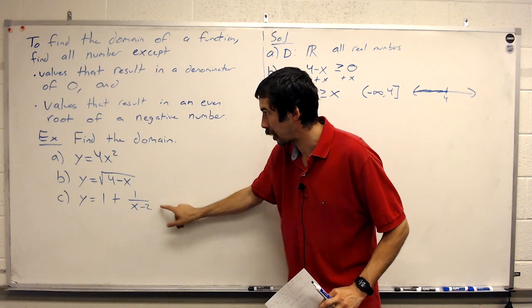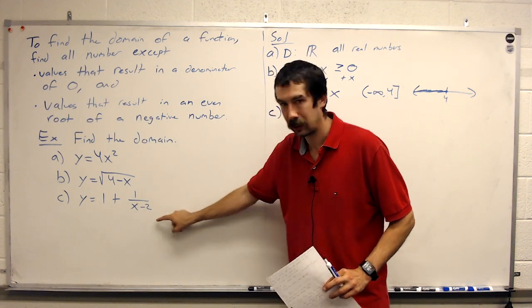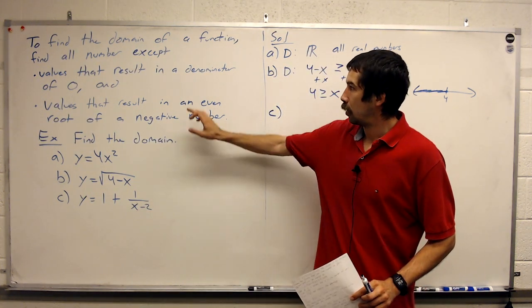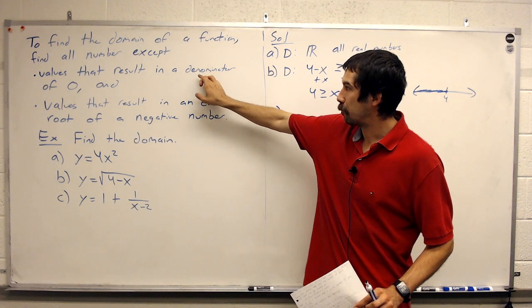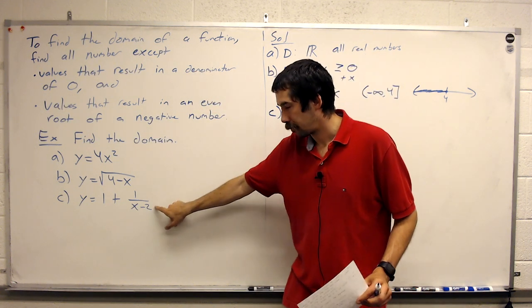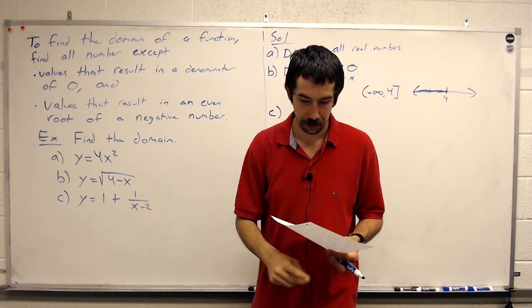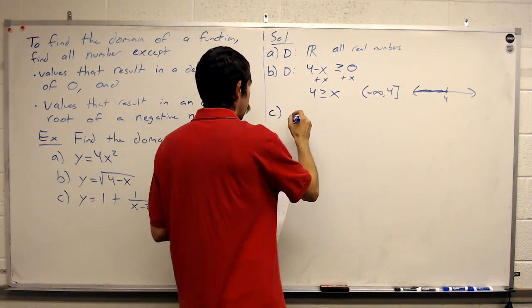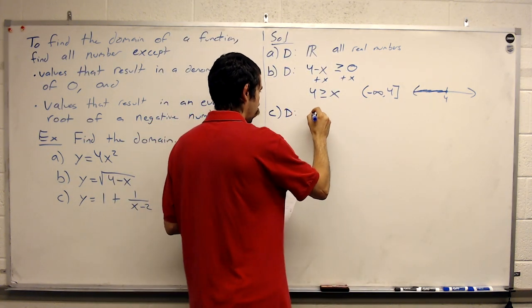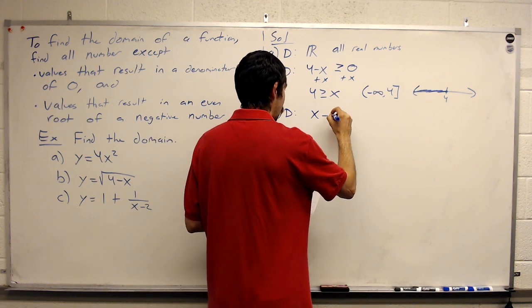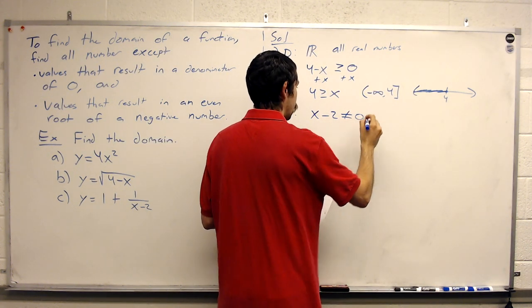This is where the problems could happen, right? Because we have a denominator. We have to avoid values that result in the denominator of 0. So let's take our denominator and say it's not equal to 0. So x minus 2 does not equal 0.